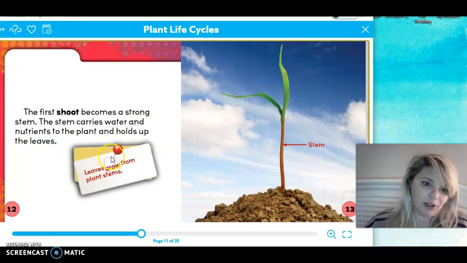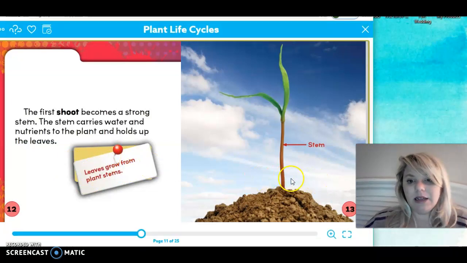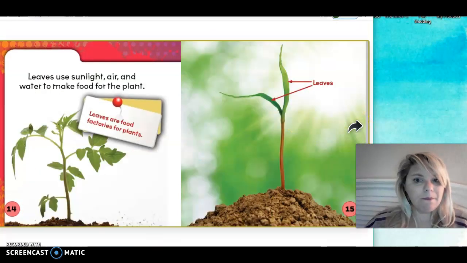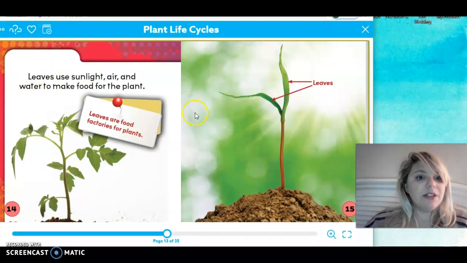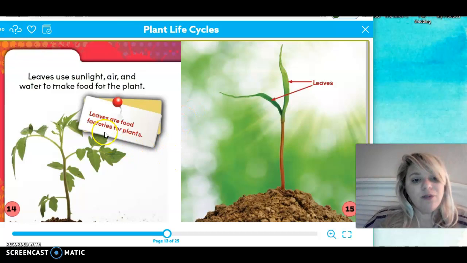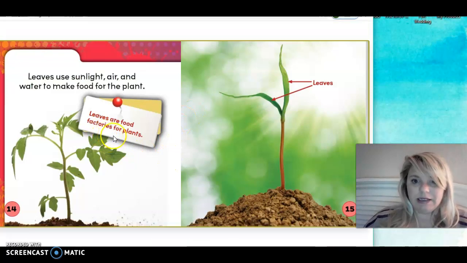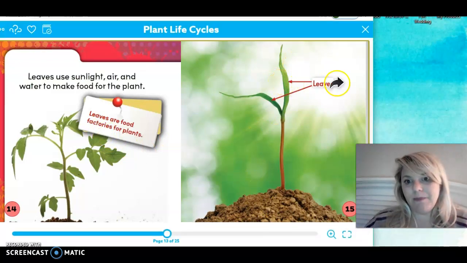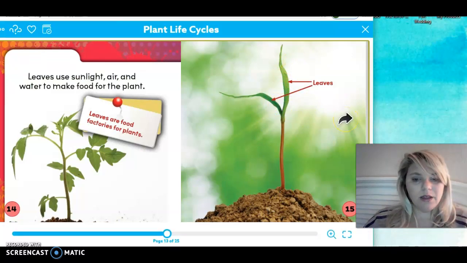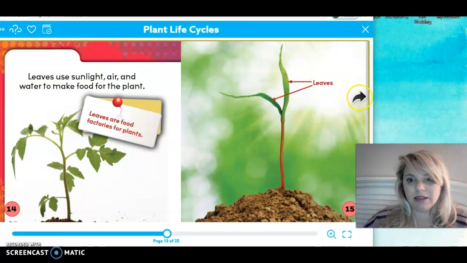Here we have this little note. Leaves grow from plant stems. And here we have a stem. Leaves use sunlight, air, and water to make food for the plant. Remember, that's what all living things need. Leaves are food factories for plants. And here we have a diagram with the labels pointing to the leaves. So these text features are helping me know the different parts of the plants.